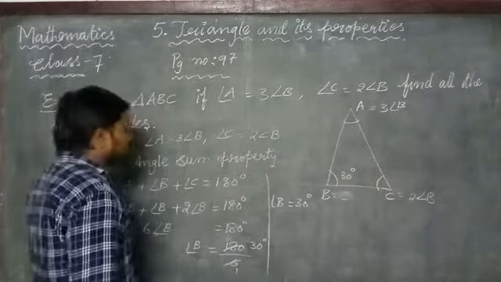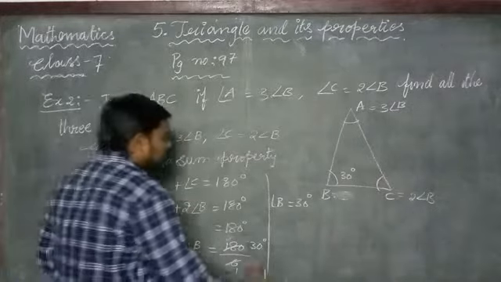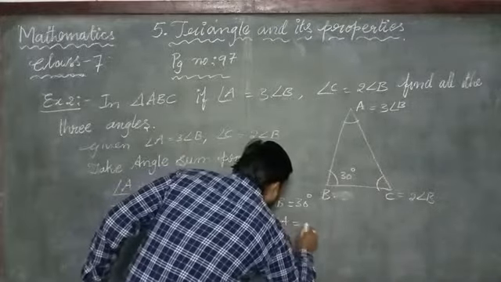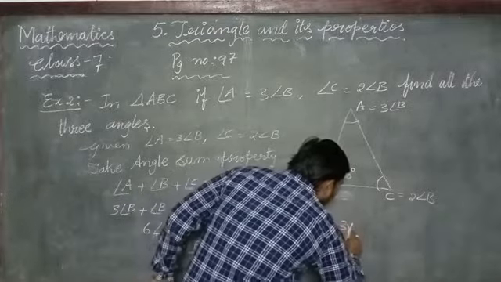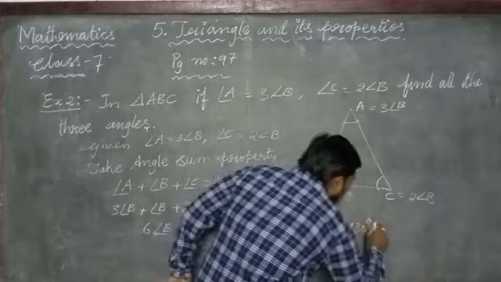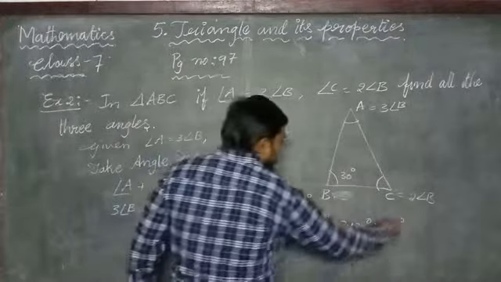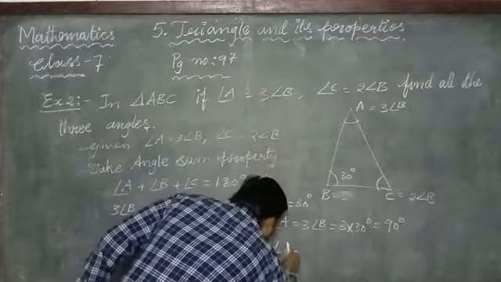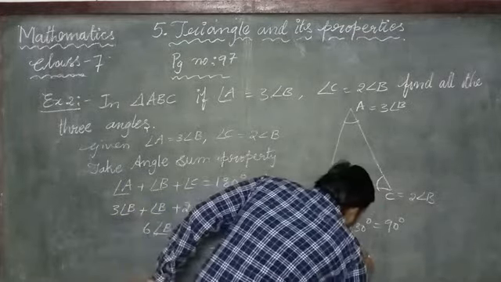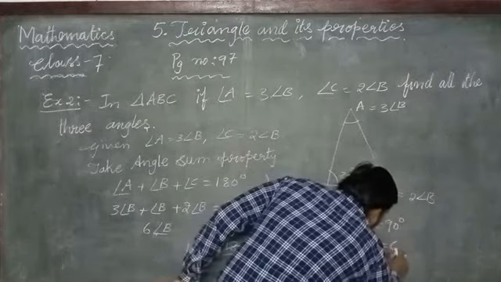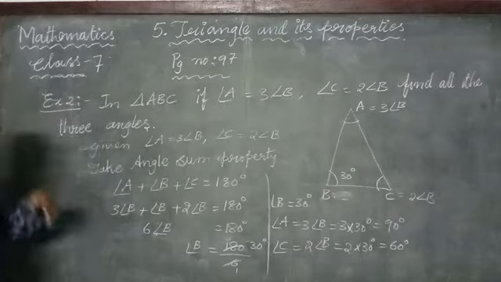Then from the angle B we can write angle A and angle C. They have given angle A equals to 3 into angle B. It means 3 into 30 degrees equals to 90 degrees. Here angle A equals to 90 degrees. Then C equals to 2 angle B. It means 2 into 30 degrees, 60 degrees. Okay, in this way we can solve the problem.